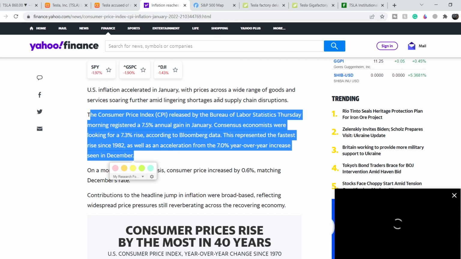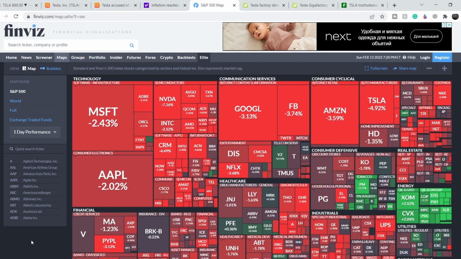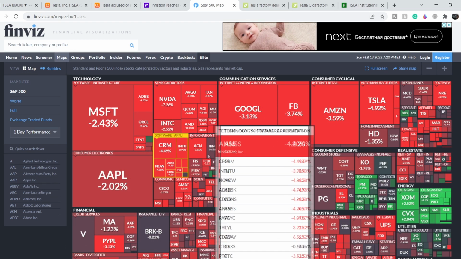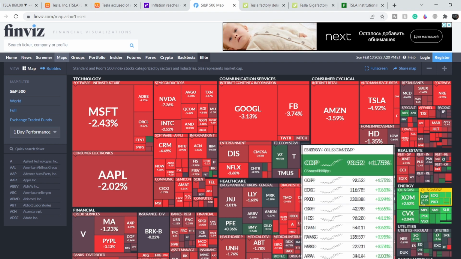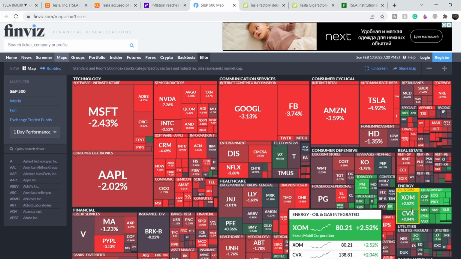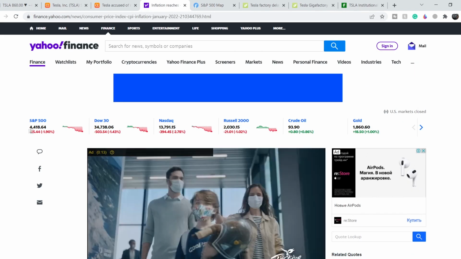And let me show you the second one. Right here, if we take a look at a heat map of the S&P 500, we can see that all of the companies are in red except energy companies. And definitely it is the result of a potential invasion of Russia into Ukrainian territory. Unfortunately, it really upsets me because I live in Russia, and I don't like this policy of my country.